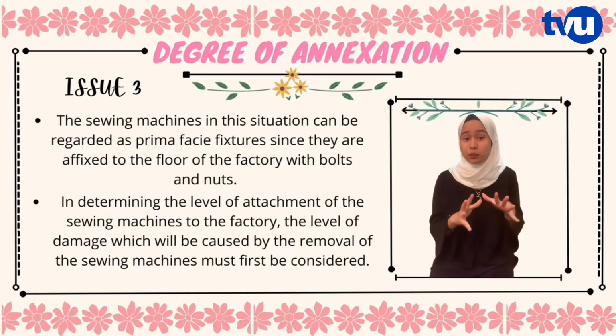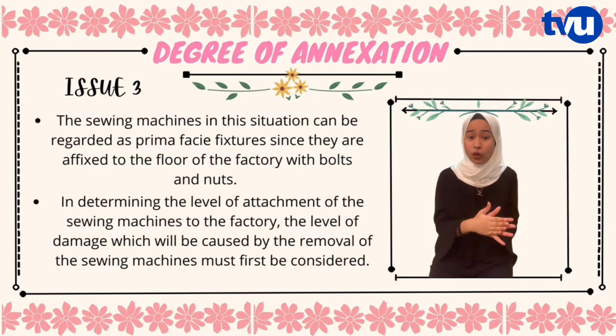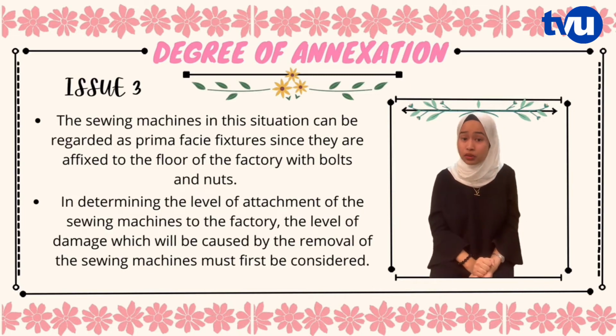This indicates that the process of removing the sewing machines will cause great damage to the floor of the factory, as it will require more strength to detach the nuts and bolts from the sewing machines. As there were 20 sewing machines affixed to the floor of the factory, it is foreseeable to infer that the floor is likely to be cracked, subsequently affecting the structure of the factory's floor, as well as decreasing the value of the factory. All in all, since the removal of the sewing machines can cause great damage, this proves that the sewing machines are strongly attached to the factory and can be regarded as prima facie fixtures.